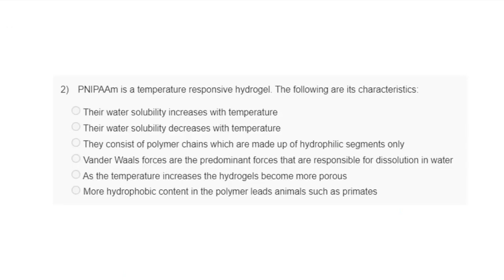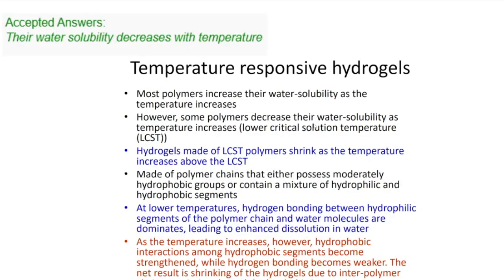This was the second question. Napalm is a temperature responsive hydrogel. The following are its characteristics. So the characteristic of the temperature responsive hydrogel is that their water solubility decreases with temperature. These temperature responsive hydrogels have a lower critical solution temperature. Below this temperature they are liquid or soluble in water, and above this temperature their water solubility decreases.